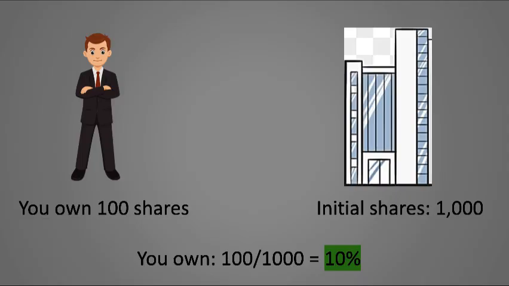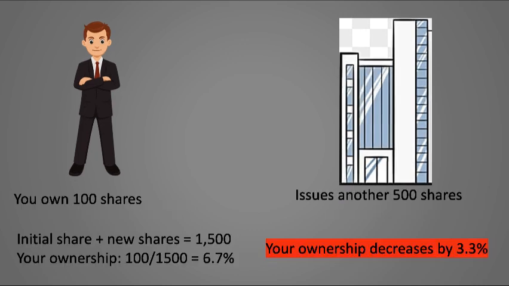Imagine a company goes public and initially issues 1,000 shares at its IPO. You decide to buy 100 of those shares, which means you now own 10% of the company. Now let's say the company decides to issue 500 more shares for whatever its reasons may be. This brings the total to 1,500 shares. Your 100 shares are now just 6.7% of the company instead of the 10% prior to the issuance of new shares. That's a reduction in your ownership, and that, my friends, is share dilution.